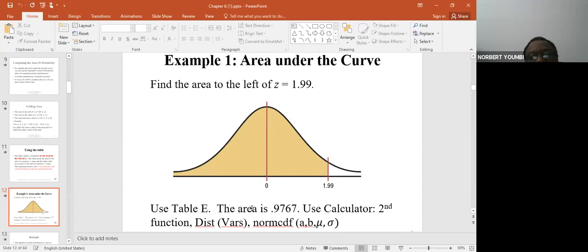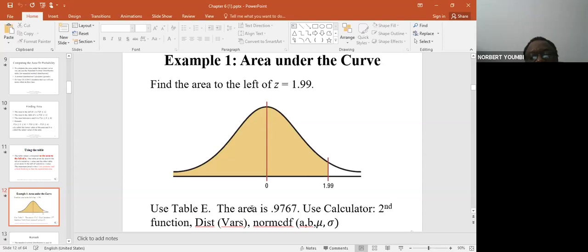So we are going to enter, in the case of left, the area to the left of 1.99. The lower value is negative infinity, that for this purpose, we will enter as minus 1,000. We are just looking for a very large negative number, like minus 1,000 or minus 100,000, minus 1 million. Any of those can be used for infinity. Then the upper value is 1.99.